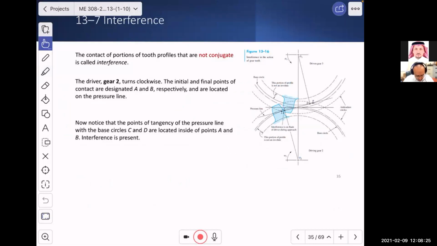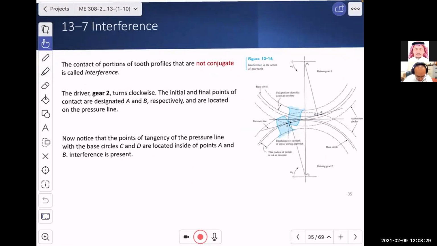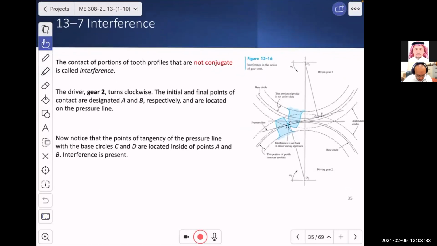And what is interference? It says here, this was a little bit changed from the other section. But what is interference, ya shabab? It is the contact of portions of teeth profile that are not conjugate is called interference.